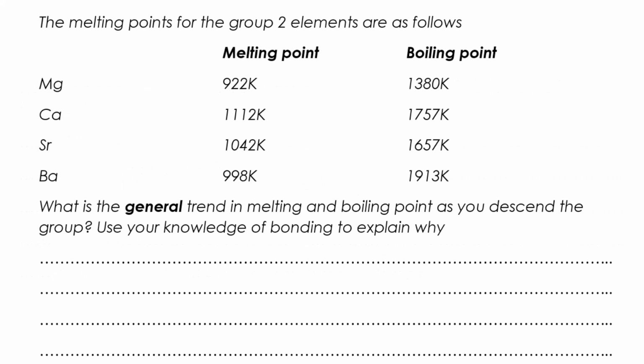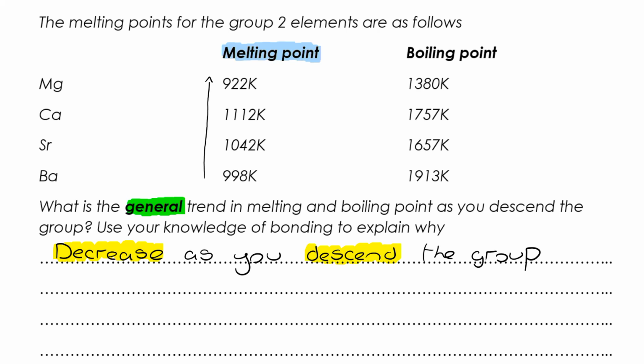Okay, for the next task, I want you to take a look at the trend in melting points. I want to know the general trend for the melting point. Pause. And let's take a look. So, as I say, it's the melting point that we're interested in. And I can see from barium to strontium to calcium, it's going up, up, up. We're going to deal with magnesium separately in a minute because we are interested in the general trend.